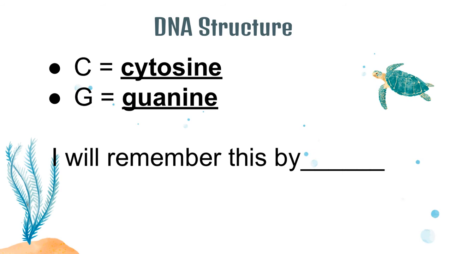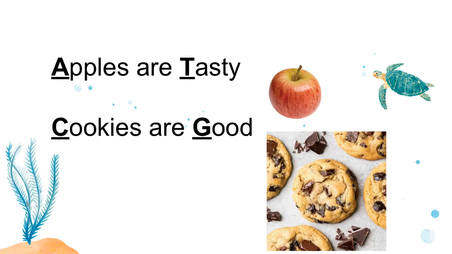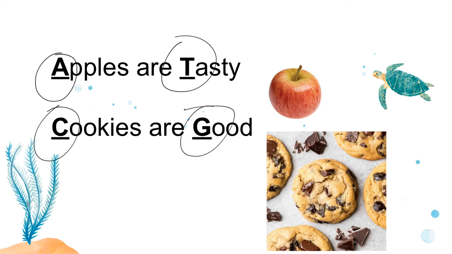And now we're going to talk about how we're going to remember this. So some people like to say apples in the tree. That adenine right here, these cute little apples, are paired with this thymine that is in the tree. And then they say cytosine, which is car in the garage. So that's one way you could remember that A pairs with T and C pairs with G. Another way that you could remember this is that apples are tasty. Here's my A and my T pairing together, and that cookies are good. My C and my G pairing together.